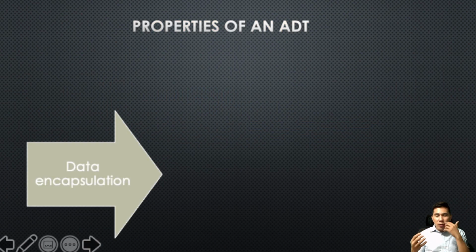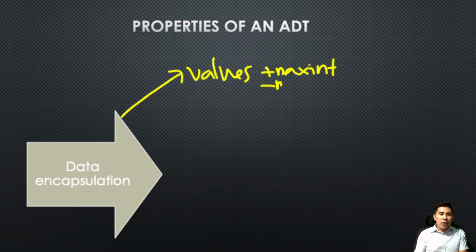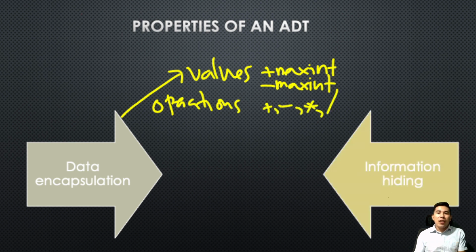But before that, we first have to differentiate data encapsulation and information hiding. Data encapsulation is the process of packaging together a collection of data values together with the operations of those values. For example, we have values which are the maxint, positive maxint, and negative maxint, and then we have the operations positive, negative, and all other arithmetic operators. Now, information hiding is like masking the internal implementation of the ADT so that users do not have to know the messy or gory details of the specifications of an ADT.